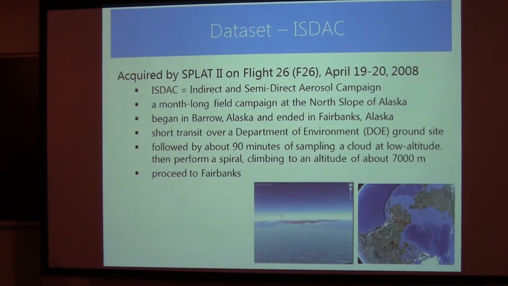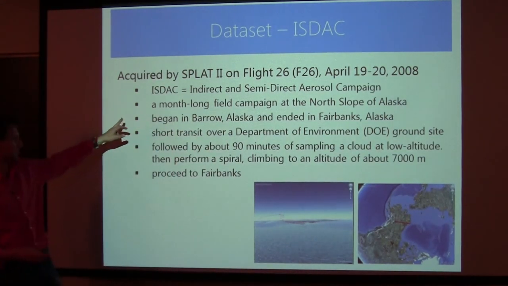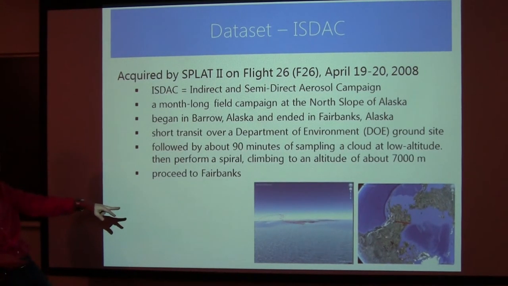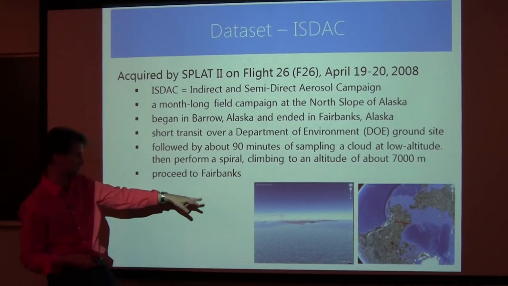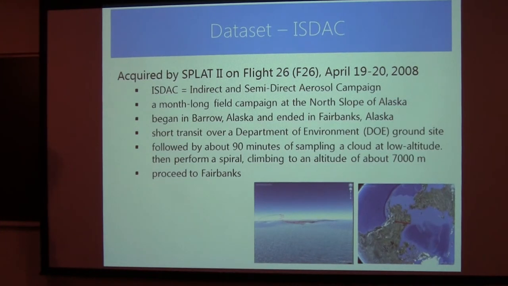Here's another one, a data set that was then recollected. It's from the ISDAC campaign, the Indirect and Semi-Direct Aerosol Campaign, that happened in 2008. They flew in Alaska and had this path here. It was a month-long field campaign that began in Barrow, Alaska, and in Fairbanks, Alaska. After a short transit to the ground site, they sampled the cloud at low altitude for over 90 minutes, then spiraled up to 7,000 meters, and then proceeded to Fairbanks. You can see this here.